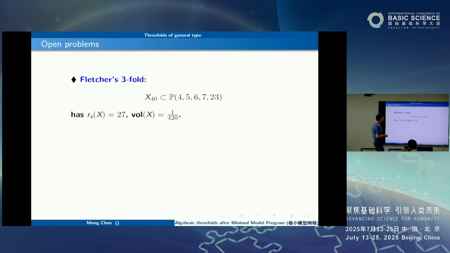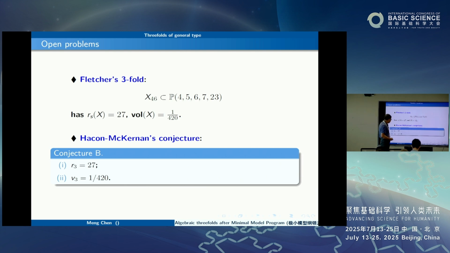It's interesting. So what is the minimal canonical volume or the maximal canonical stability index? Actually, this was the so-called Haken-Markkanen conjecture. I think they made this conjecture just due to this example.